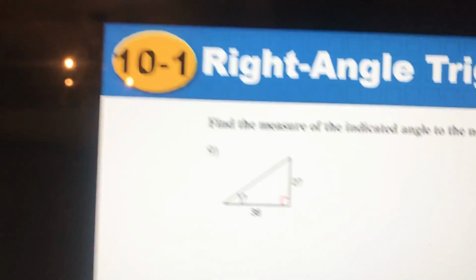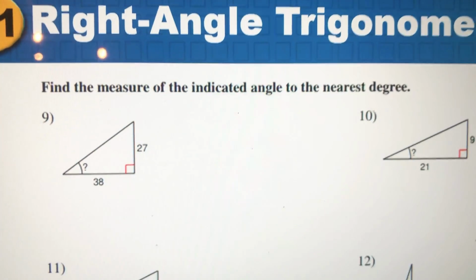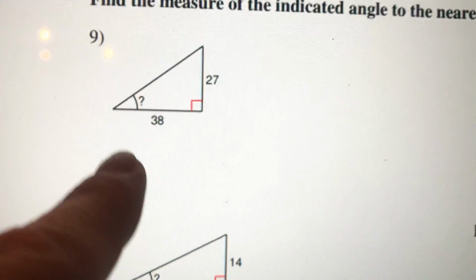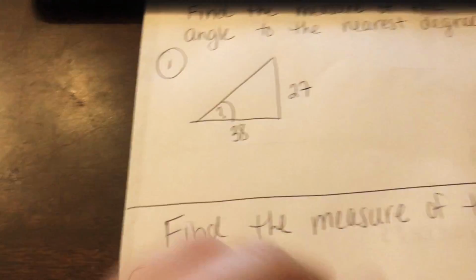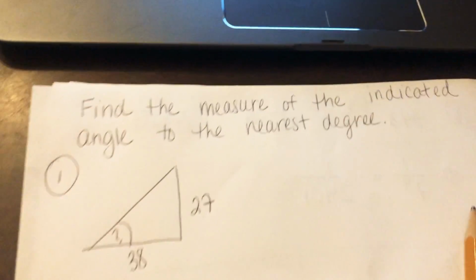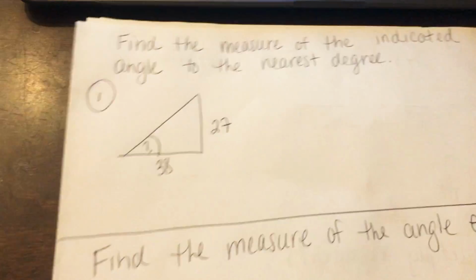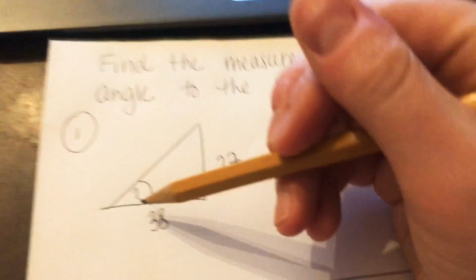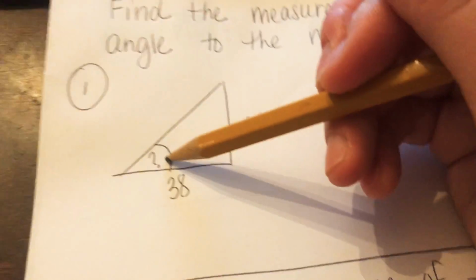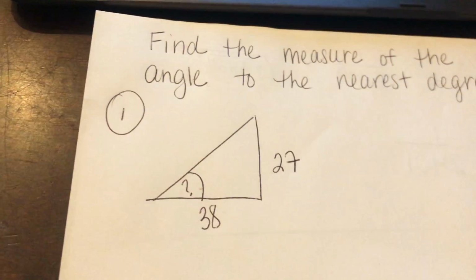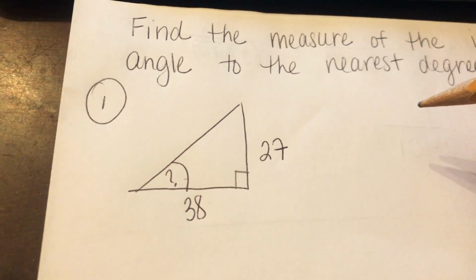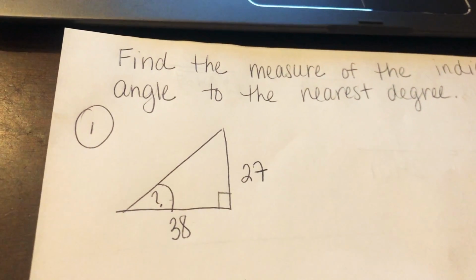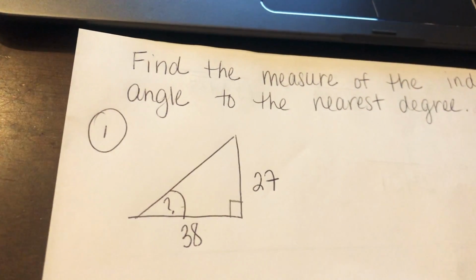All right, so I have some problems written down on my paper here. For example, find the measure of the indicated angle to the nearest degree. So notice they give you the side lengths here, but they want to know what is the degree of this angle. So as soon as you say, okay, I need to find an angle, right away you have to say to yourself, I'm going to use the trig inverses, okay? You're going to use either sine inverse, arc sine, arc cosine, or arc tangent, one of those inverses.